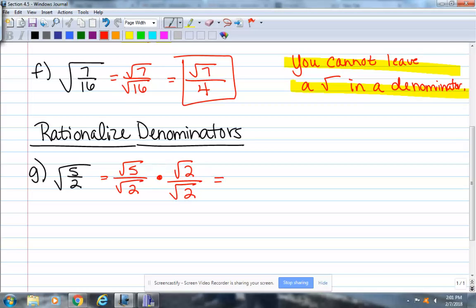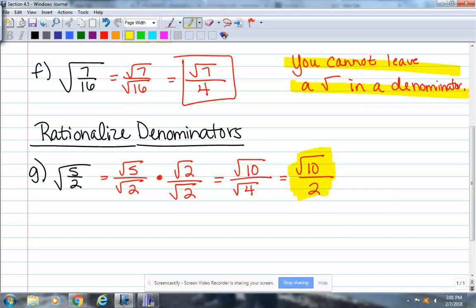So radical 5 times radical 2 equals radical what? 10. And y'all can go ahead and tell me, does radical 10 simplify? No, there's no squares that go into 10. And what is radical 2 times radical 2? Radical 4. And what's the square root of 4 equal? 2. So there we go. Just drag your radical 10 over, and there's your answer. You can leave a number in the denominator, but you can't leave a radical.